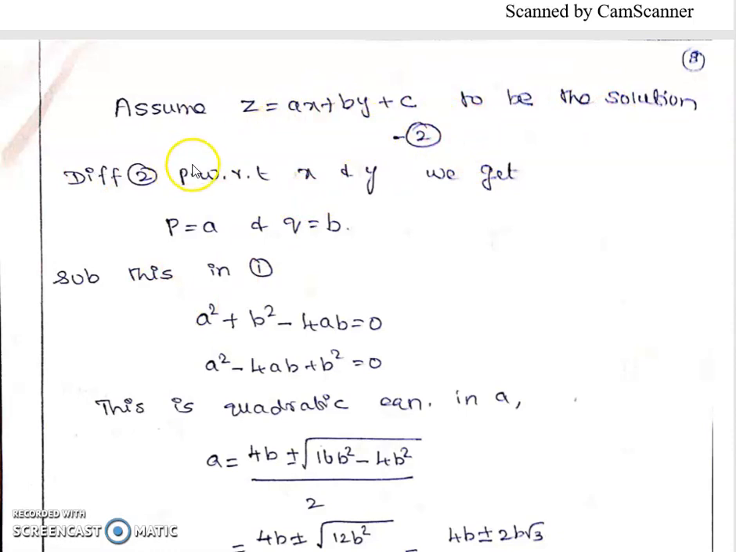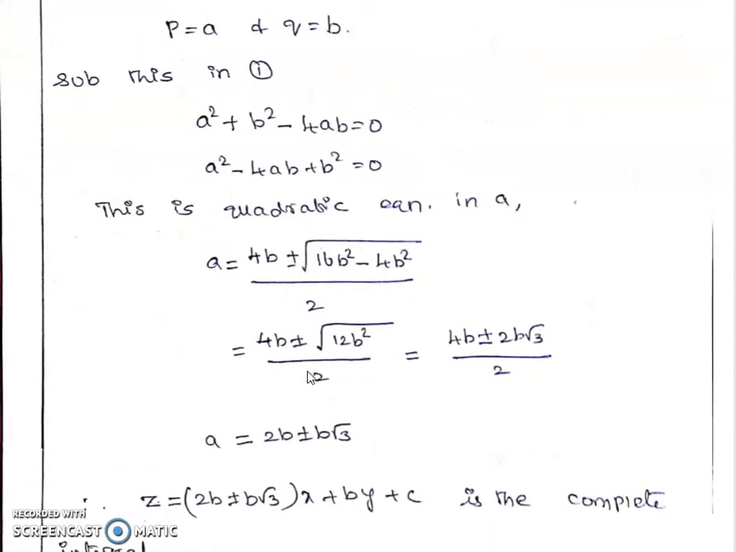Now differentiate this equation partially with respect to x and with respect to y, we get p is equal to a and q is equal to b. Substituting these values in the given equation, it can be written as a square plus b square minus 4ab equal to 0. This is a quadratic equation in a. We know the formula for solving the quadratic equation: a is equal to 4b plus or minus root of 16b square minus 4b square, all by 2.